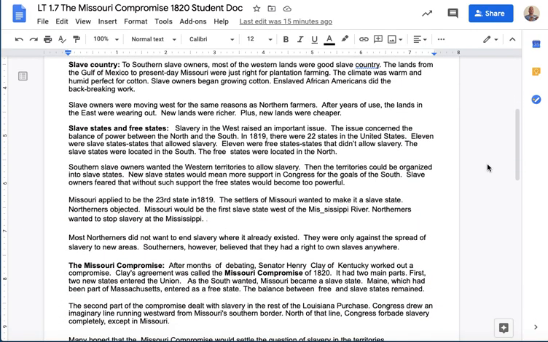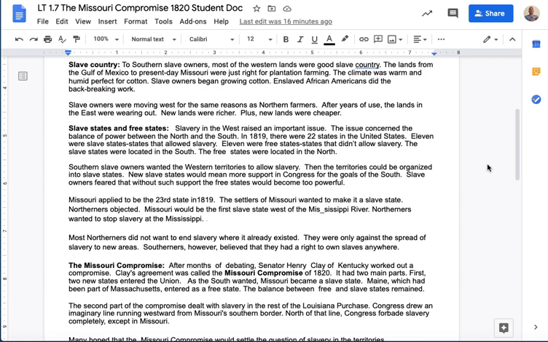Slave country. To Southern slave owners, most of the Western lands were good slave country. The lands from the Gulf of Mexico to present-day Missouri were just right for plantation farming. The climate was warm and humid, perfect for cotton. Slave owners began growing cotton. Enslaved African Americans did the backbreaking work.